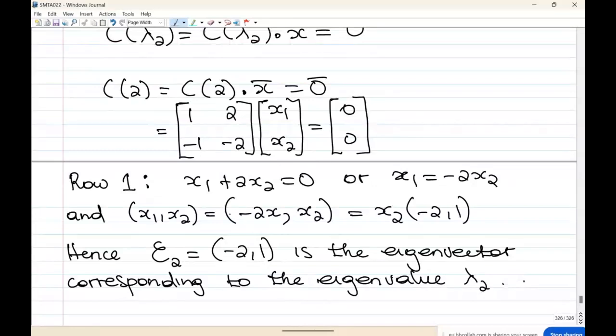Are you still there, colleagues? Yes. All right. Sir, are you not supposed to write -2x2? Oh, yes, you are right. Negative x2 here. You are right, ma'am.